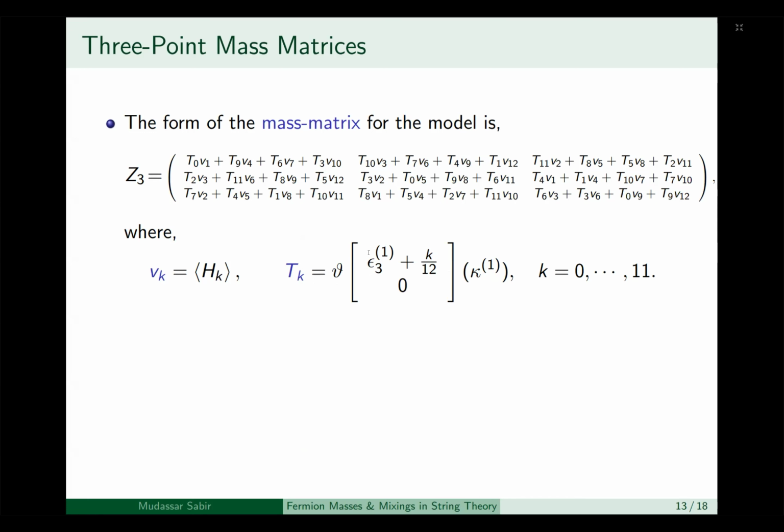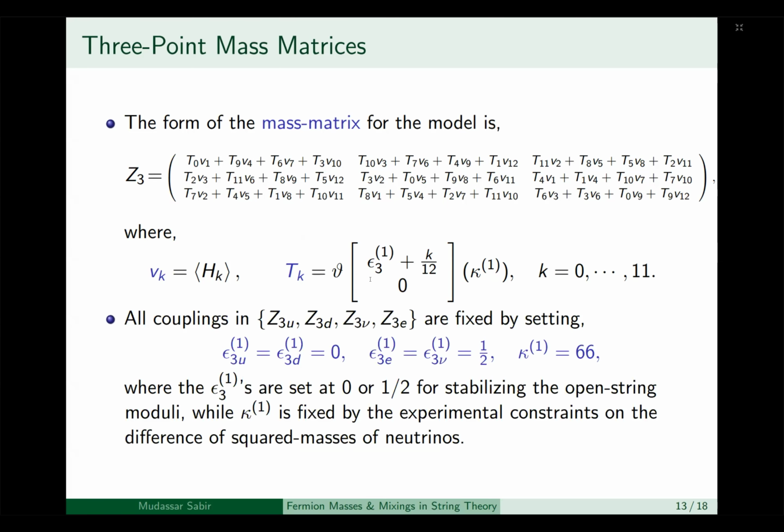Once I fix epsilon and kappa, then I don't have any other freedom left. So I just have to fix kappa and some shift, and then all the couplings are already fixed. So the only remaining freedom is the Higgs webs. All couplings in these 4 matrices are fixed by setting these epsilon parameters, where I take epsilon up and down to be 0 and epsilon in the lepton sector to be half.